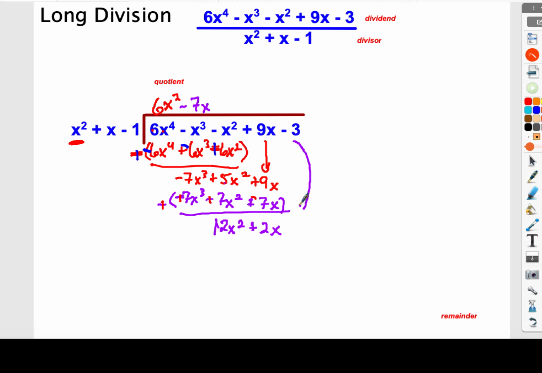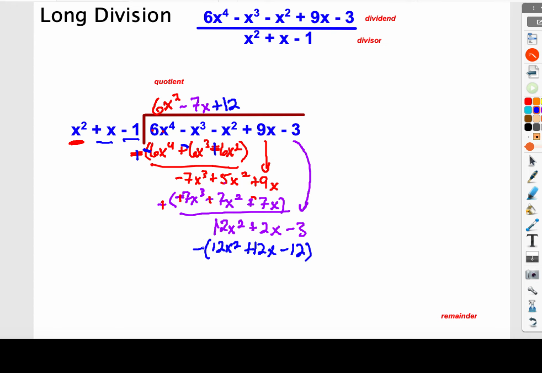Now I'm going to drop that negative 3 down here. And we've got one more step to go. So I'm going to go on here and say, okay, what would I multiply again times x squared to make 12x squared? Well, all I need is that 12. So 12 times x squared would be 12x squared. 12 times our middle term here is 12x. And 12 times negative 1 to finish would be minus 12.